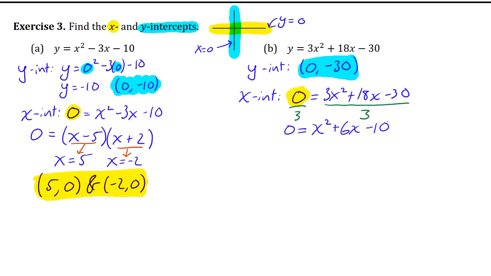And so, is this factorable? Can I find two numbers that multiply to make negative 10 and add up to 6? No, that's not going to be factorable. So we're going to have to use the quadratic formula here to say x is going to be negative 6 plus or minus the square root of 6 squared minus 4 times 1 times negative 10, all divided by 2.